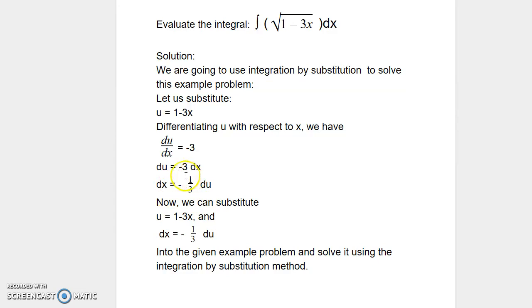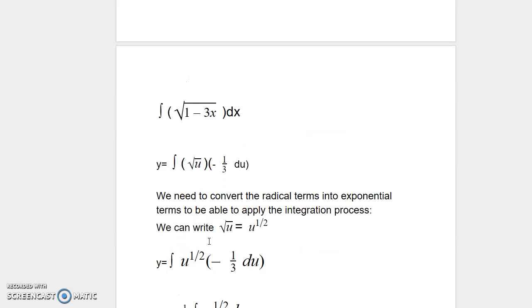We want to write it in terms of dx. So dx is equal to negative 1 over 3 du. So I just rewrote this as shown here. Dx is equal to minus 1 over 3 du. Now we can substitute u as equal to 1 minus 3x and dx as equal to minus 1 over 3 du into the given example problem and solve it using the integration by substitution method. So let us see how that looks.